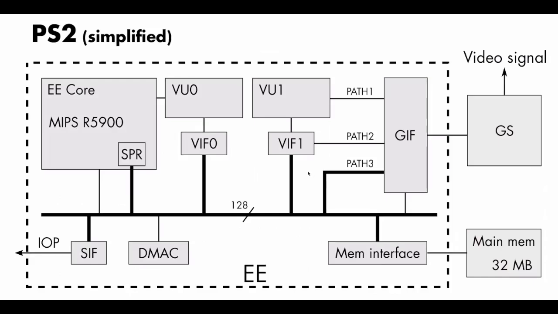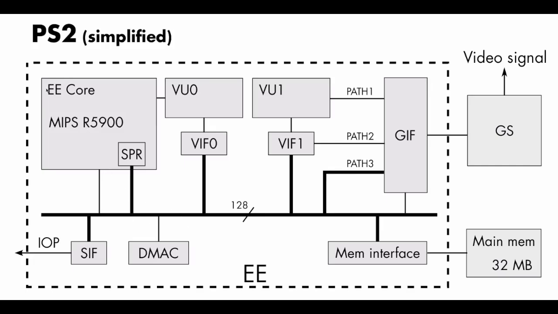Okay, so here's a somewhat simplified diagram of the PS2 architecture. It's missing the IOP and stuff. Okay, so what do we see here? First of all, we have main memory, 32 megabytes of it, and it's connected to this 128-bit bus to which everything really is connected. So this is the central connecting infrastructure.